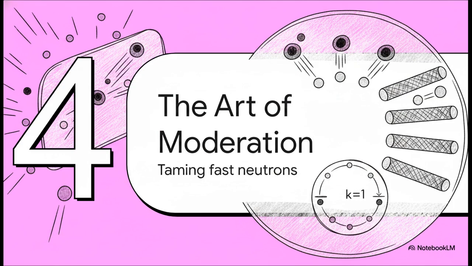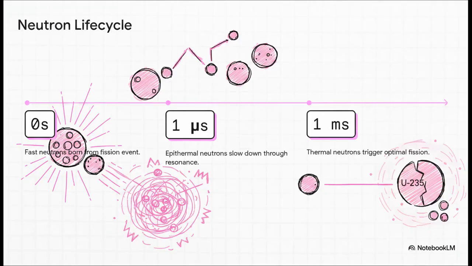Section 4. The Art of Moderation. Taming the fast neutrons. So how do we actually keep K equal to exactly 1? Well, by intentionally taming those chaotic, newly born fast neutrons. Let's look at the life cycle of our neutron, a vital cooling process called thermalization. Point 1. The neutron is born from a fission event, moving blazingly fast at up to 10 million electron volts. Point 2. It begins bouncing off surrounding atoms, losing energy and slowing down into epithermal neutrons, where it has to run the gauntlet of that dangerous resonance region we talked about earlier.